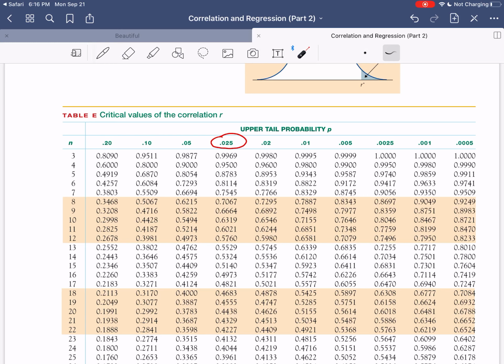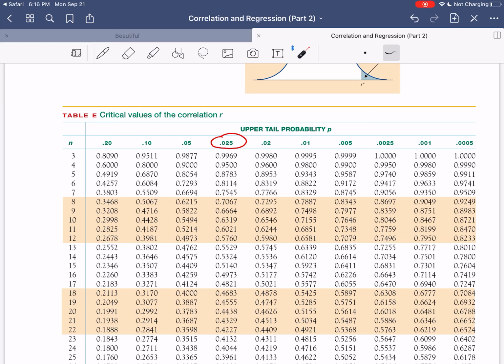As a quick explanation, what this 0.025 represents is that we are willing to accept a 0.025 or 2.5% chance of accidentally saying that there is a correlation between two variables, or there is a relationship between two variables, when there really is not. We'll be able to discuss that more later when we get into hypothesis testing much further on in our course, but for now just realize we're always going to use this column.